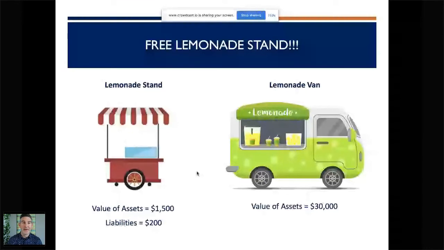So the lemonade stand number 1 has $200 in liabilities, not bad. So the net worth is $1,300. Now you come to learn that the lemonade van has $35,000 in liabilities, which actually gives it a net worth of negative $5,000. So you might still feel like that's worth it. For me, I would say, well, basically in giving me this van, you're giving me $5,000 in debt. I'm not sure that that's actually a great deal.